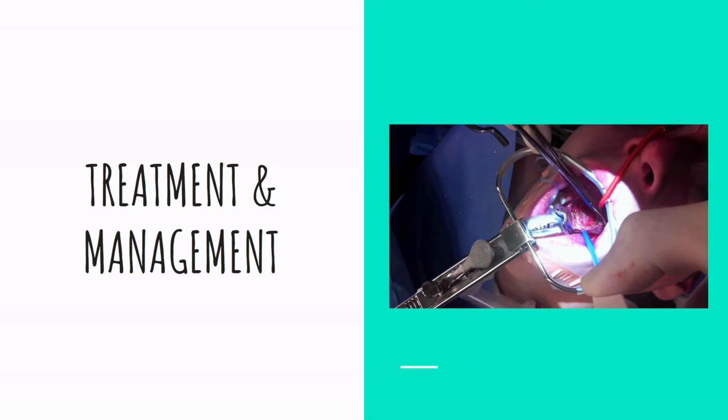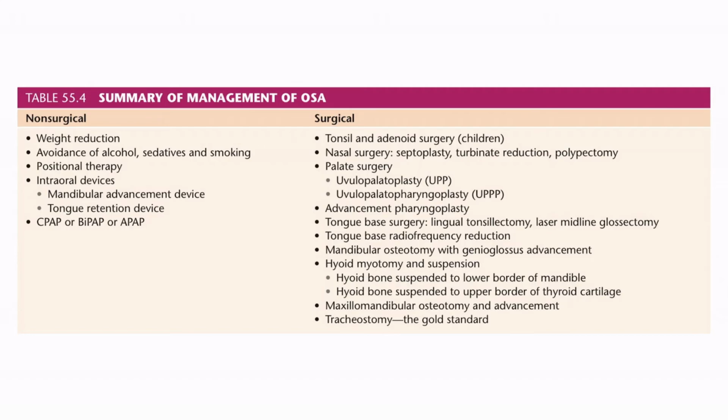So for the management of OSA, we divided into non-surgical and surgical. So basically for non-surgical, it's to reduce the risk factors for you to get OSA. For example, weight reduction reduces fat deposition, so it will not obstruct the airway. And then avoidance of alcohol, sedatives and smoking, as they make your laryngeal muscle relax. And others is like CPAP, which actually builds up positive pressure, preventing your airway from collapse.